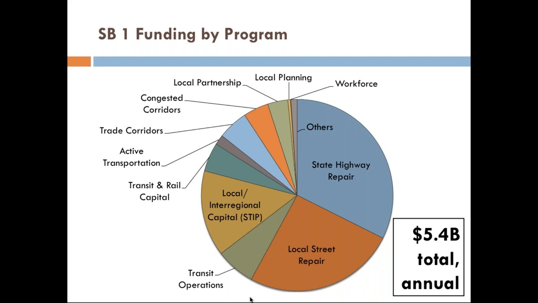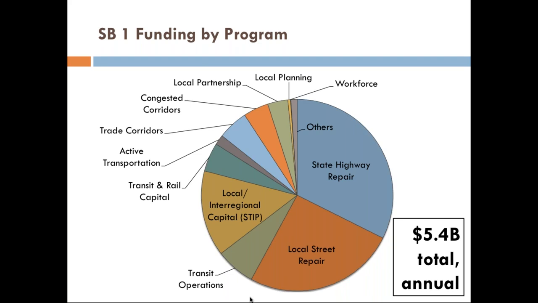But this is just a graphical view of how much is going to each of the overall package. And SB1 raises on average about $5.4 billion annually in new funding for transportation. So the breakdown is roughly, the state highways and local streets are getting the vast majority of the funding to repair and maintain them. There's also a pretty big new investment in transit and active transportation, and then some additional programs that are focused on a range of different investment, either primarily road investment or multimodal.